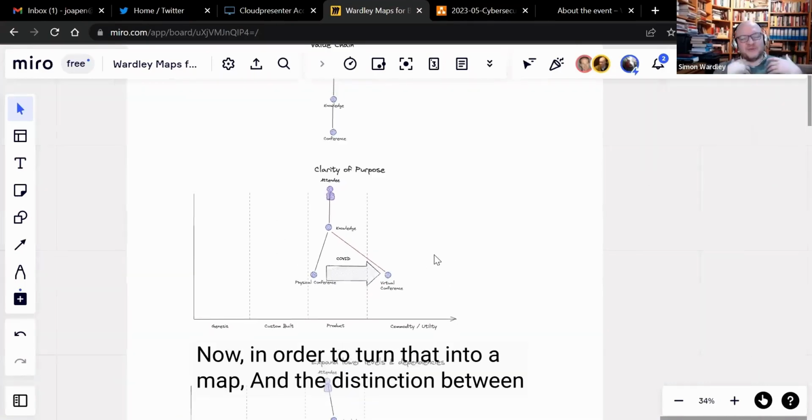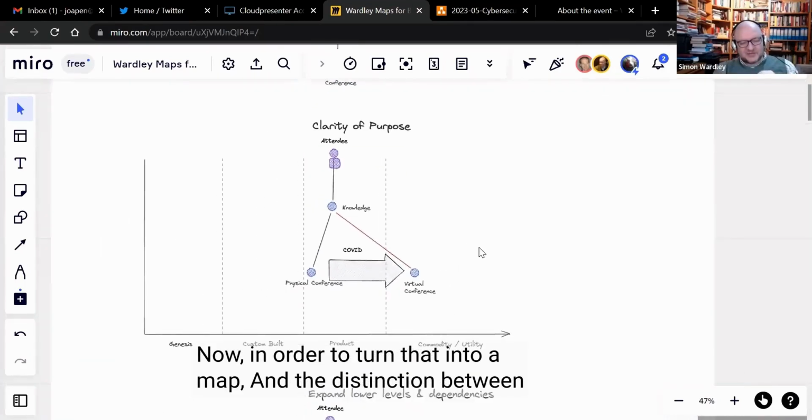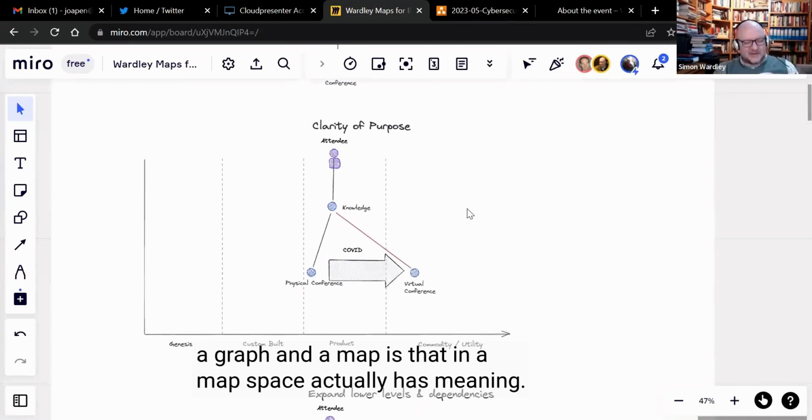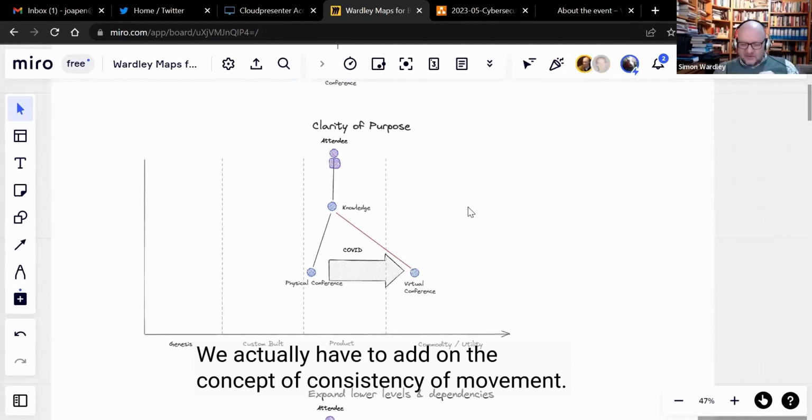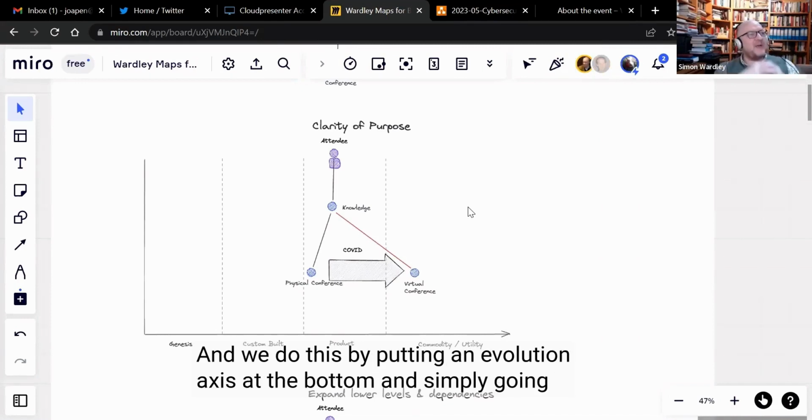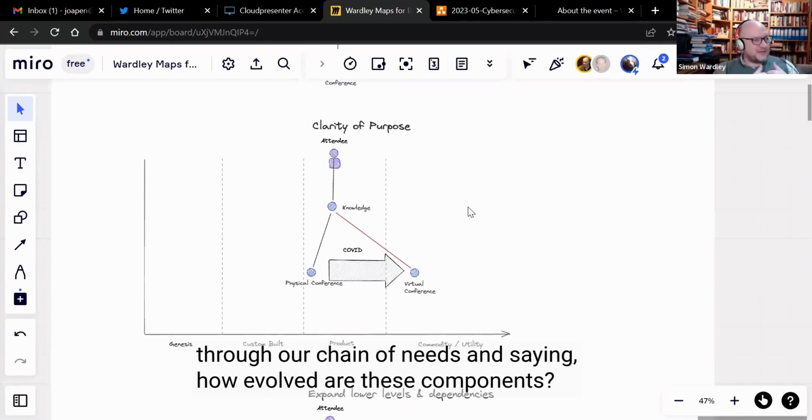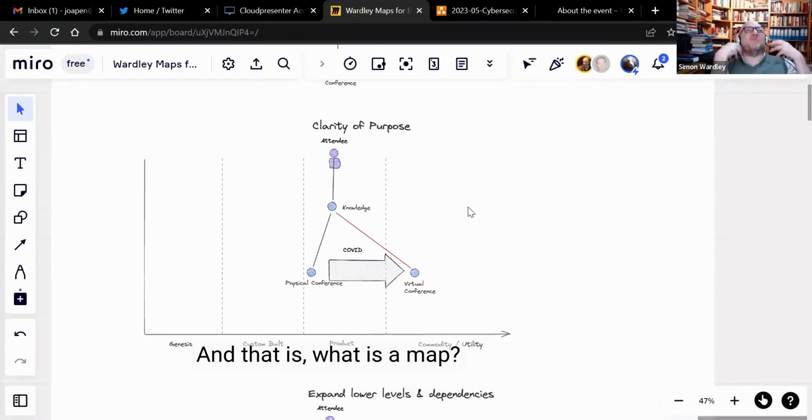Now, in order to turn that into a map, the distinction between a graph and a map is that in a map, space actually has meaning. We actually have to add on the concept of consistency of movement. And we do this by putting an evolution axis at the bottom and simply going through our chain of needs and saying, how evolved are these components? And that is what a map is.